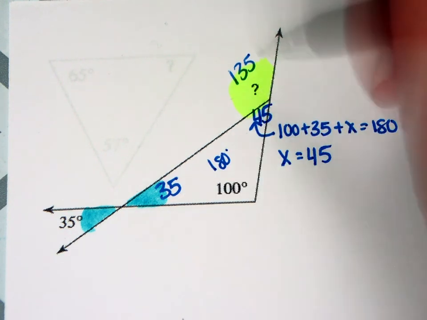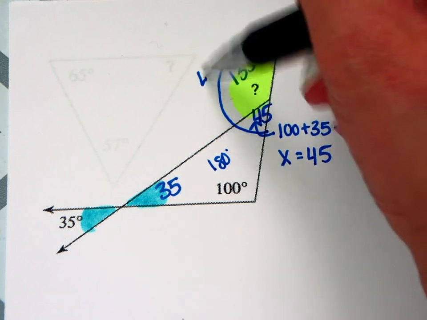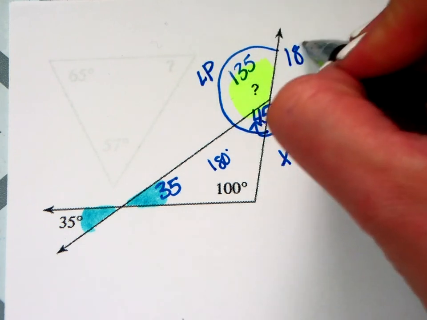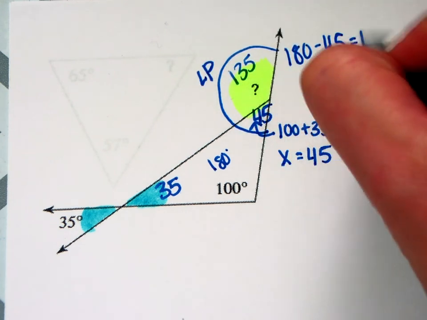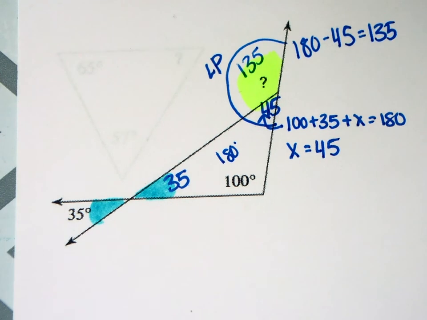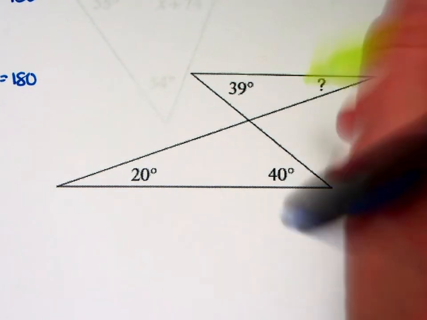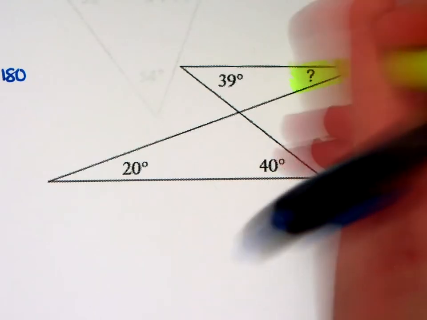Then, to help you get this question mark, this is a linear pair. So you could do 180 minus 45, and you will get 135, which is the question mark. So these problems are not as complicated as they look. They're mostly just vertical angles, linear pairs, and triangles add up to 180. Let's try another. So on this problem, again, our goal is to get to this little unknown angle.